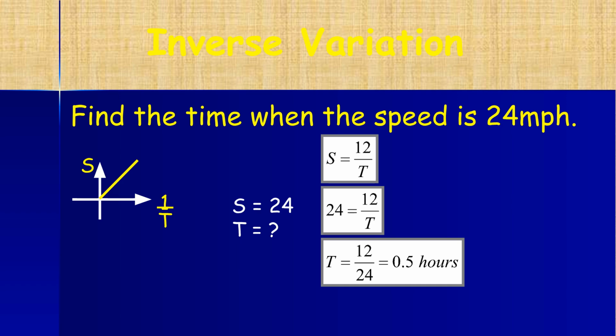Using the formula s equals 12 over t, let's find the time when the speed is 24 miles per hour. Substituting s equals 24, we get 24 equals 12 over t. Multiplying both sides by t and dividing by 24, we find that t equals 0.5 hours or 30 minutes.